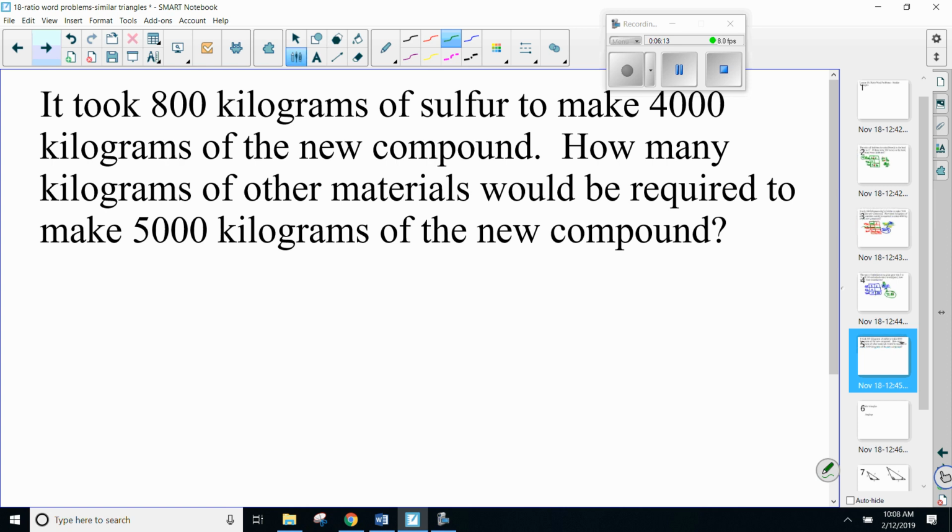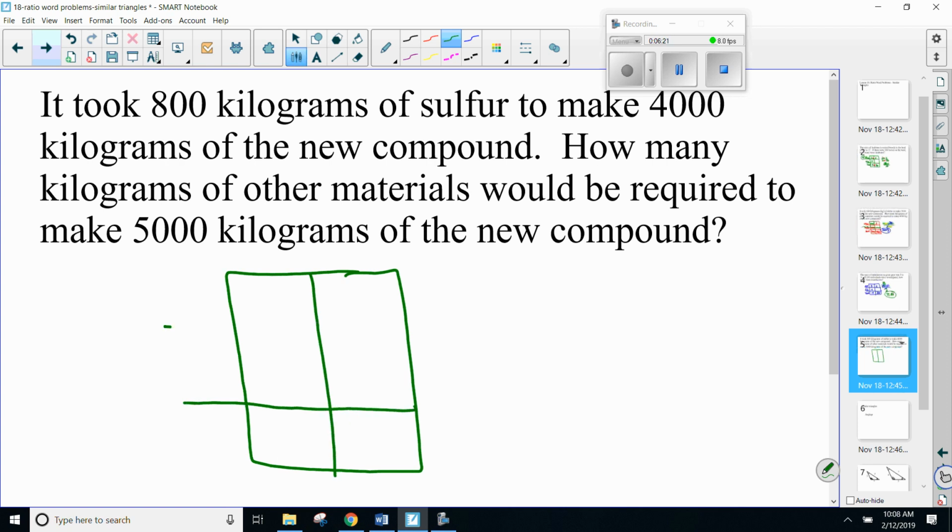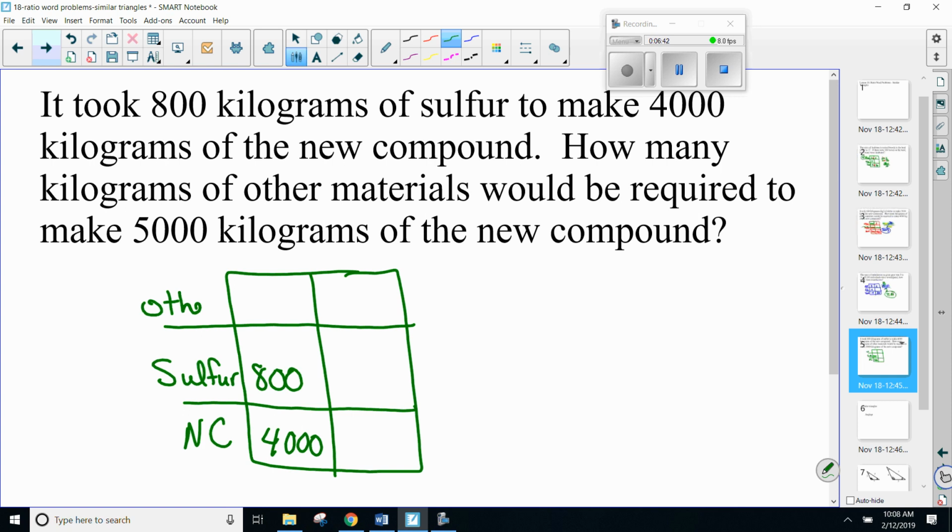I'd have you do this one on your desk, but by the time you get markers, I could just throw it up here. Took 800 kilograms of sulfur to make 4,000 kilograms of the new compound. So you're going to have your sulfur, your new compound, 800 kilograms to make 4,000 kilograms of the new compound. How many kilograms of other materials to make 5,000 kilograms of the new compound?